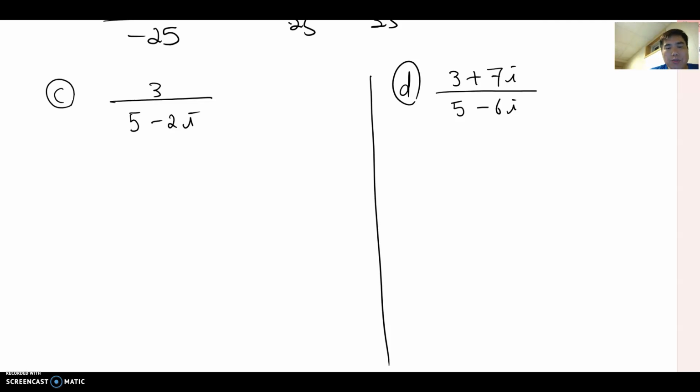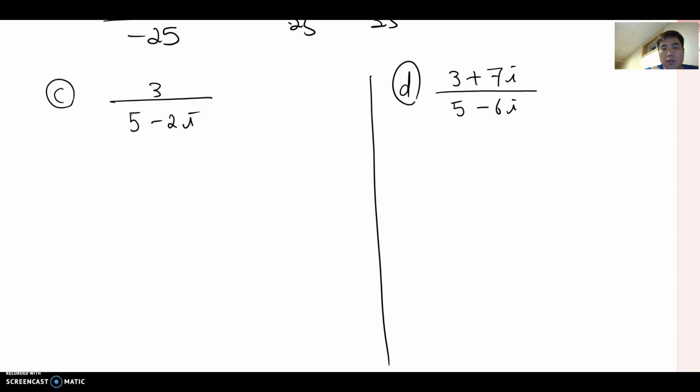Let us see. So 3 over 5 minus 2i. Unlike the previous two questions, now the denominator is a complex form. So even though you multiply by i on the denominator, we still have i because 5 times i becomes 5i. So we cannot just multiply by i. Then what can we do to make the denominator rational? The key point is conjugate factoring.